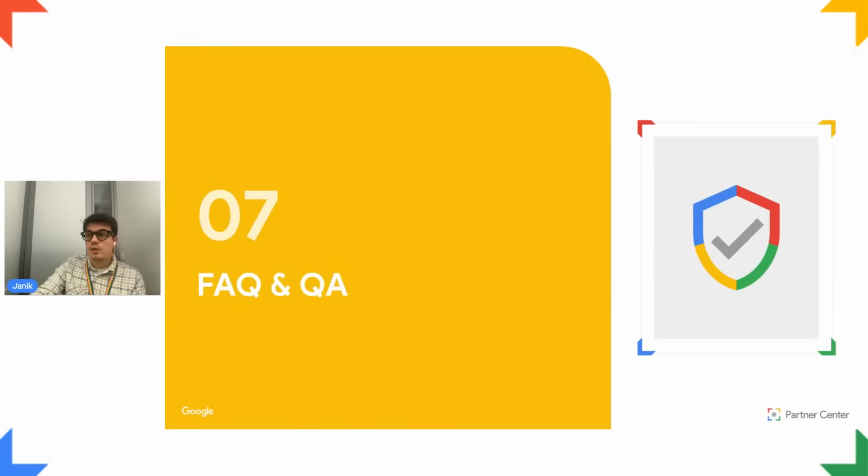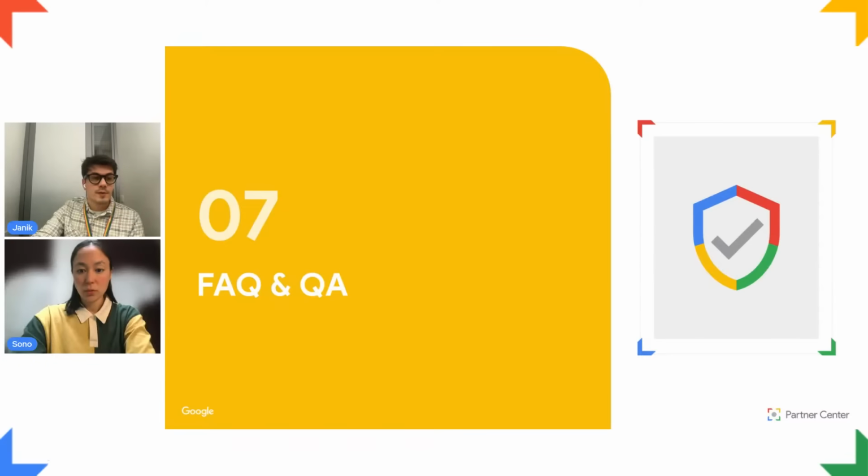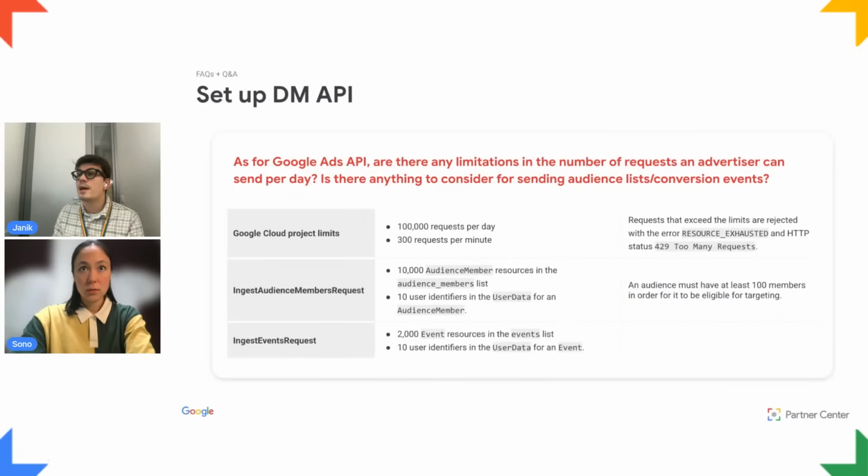With that, we are going into a Q&A for the last part. We have a few questions already that were pre-submitted, and we also saw some of your questions already today. So the first question, and I will read it: as for Google Ads API, are there any limitations in the number of requests an advertiser can send per day? Is there anything to consider for sending audience lists or conversion events? And I hand over to Sono to explain a bit more.